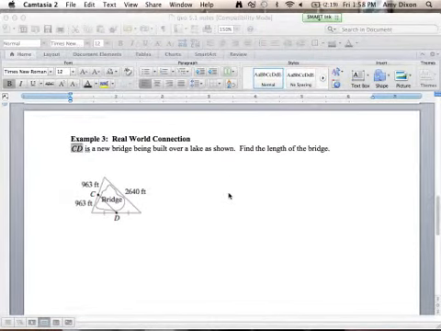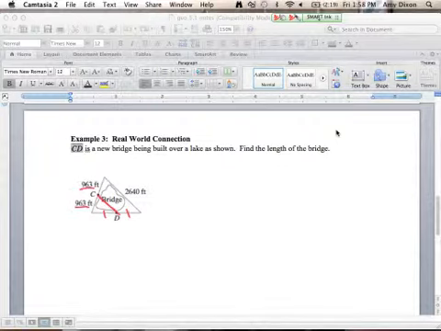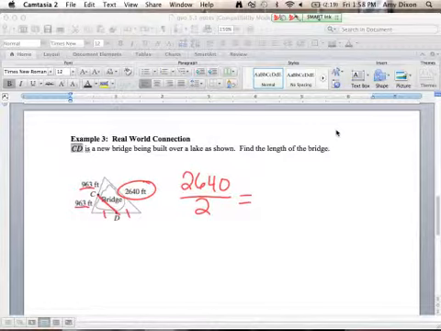Okay, example 3. CD is a new bridge being built over a lake as shown. Find the length of the bridge. Again, the bridge is a midsegment on a triangle. It's a midsegment because we know these are equal, because they give them to us. So it has to be half of the third side. Here's the third side. So we take 2,640 and we divide that by 2. That will give us 1,320, and then it's feet.